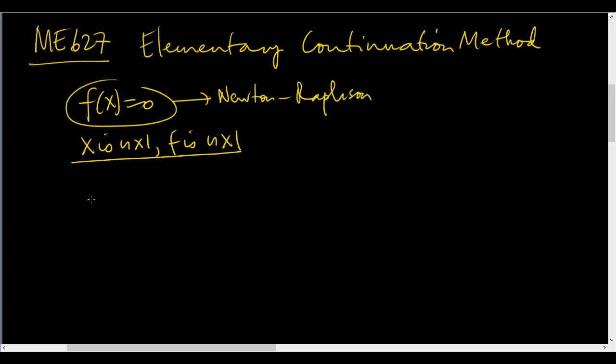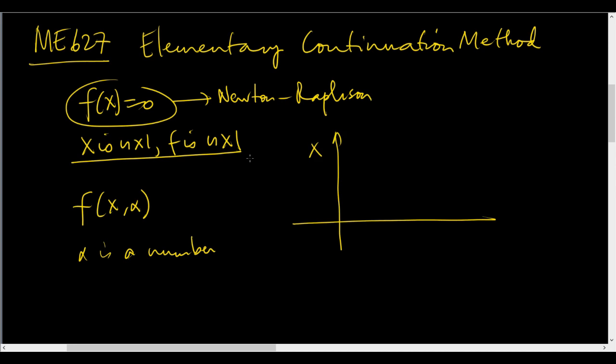But suppose you have f of x and some parameter alpha. Alpha is a number. So what happens is, this is x. I'm just using one axis. This is n dimensions, of course, but just for graphical purposes. Then it may be that there is some curve like this, right? So as alpha changes, there are different solutions that are found.